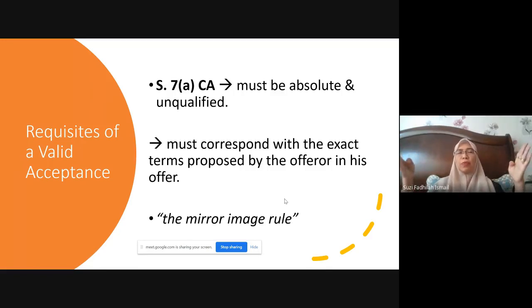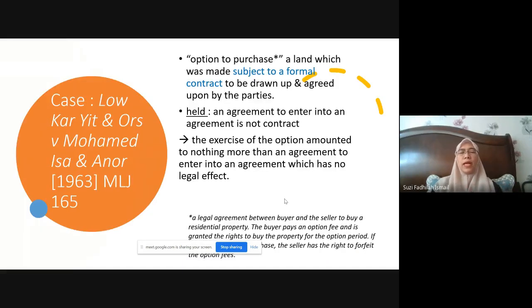So if you're standing in front of a mirror, you can see exactly the real image, the reflection in the mirror, the exact thing basically, no changes, nothing. So it has to correspond. If the proposal contains terms A, B, C, then the acceptance must contain also A, B, and C. It cannot contain A, B, C, and D, or cannot contain A and B only. So it has to correspond. That's the word.